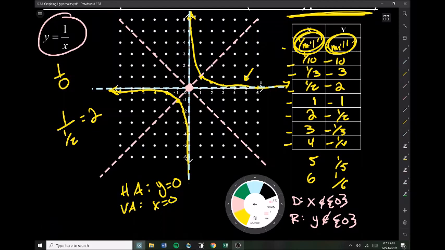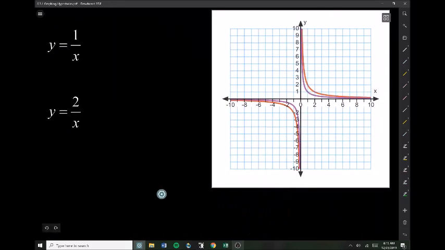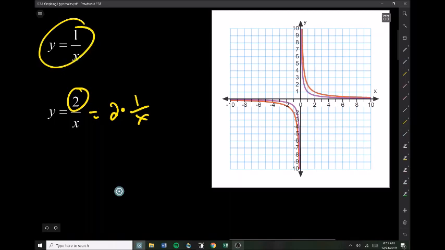Okay, let's get more exciting. I know you're thinking, how can we possibly get more exciting? But now we've got a multiplier. You can think of this as 2 times 1 over x. So here's our parent function, and it was dilated by 2. It has a vertical stretch by 2. Notice how what was the point (1, 1) is now the point (1, 2).